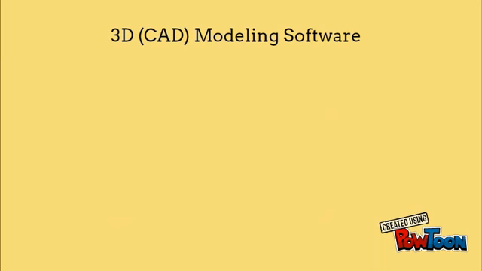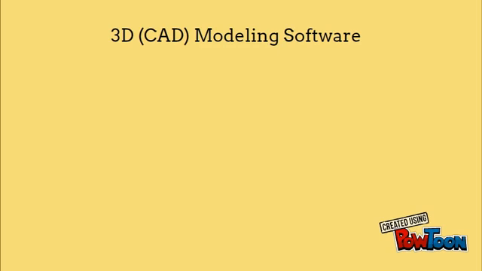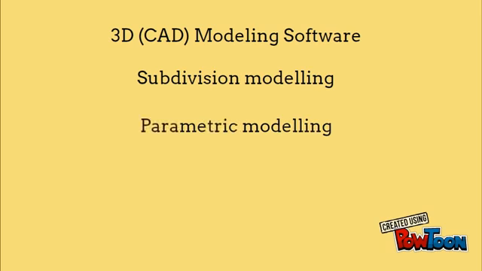Whether creating a model from scratch or modifying files from another source, at some stage being able to use 3D computer-aided design software is likely to be required. Modelling software comes primarily in two forms: subdivision modelling and parametric modelling.